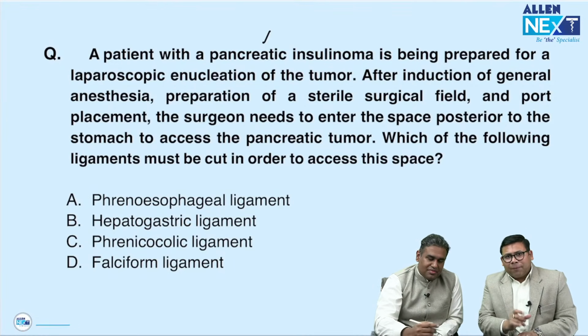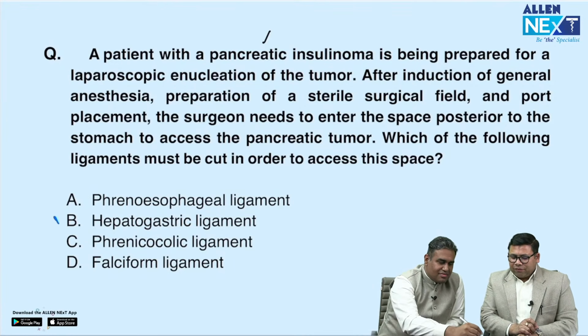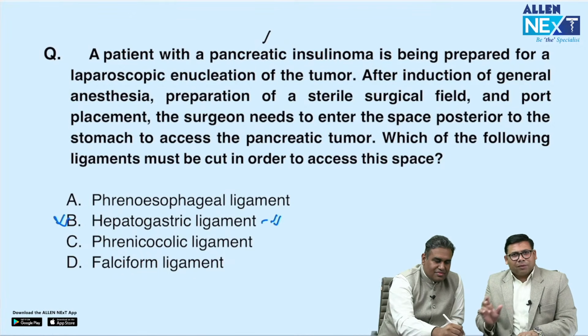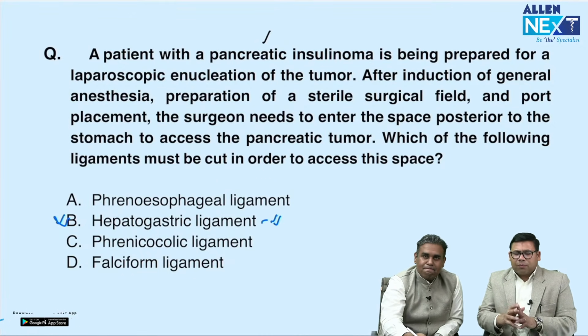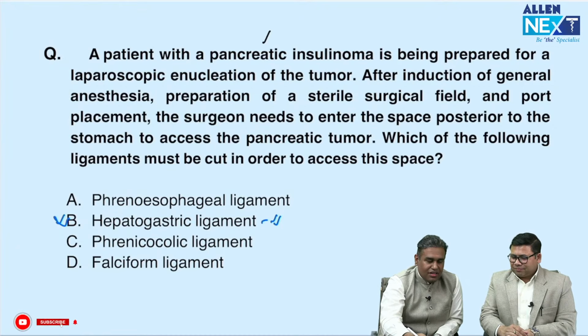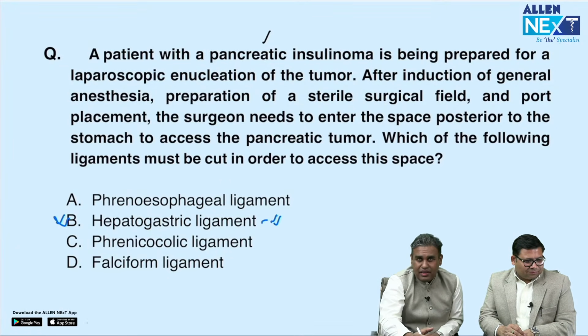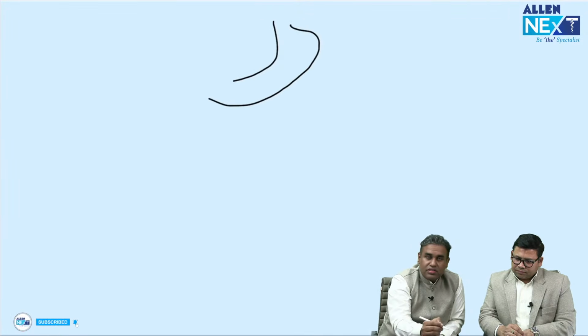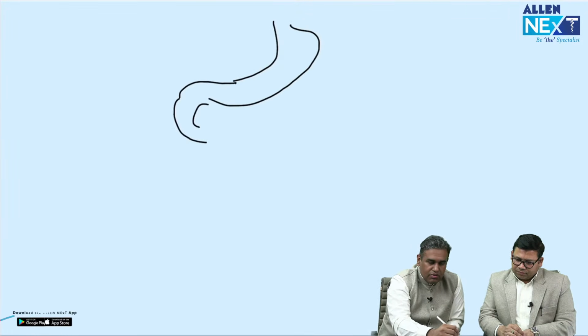We'll go for hepatogastric ligament. This is what is very important. Sir will tell you some relations and then I will tell you some important points related to this. So I guess till now you got the point why hepatogastric ligament is the answer. Let me try to draw something over here: imagine the lesser and the greater curvature of the stomach, right? And this is the duodenum going.